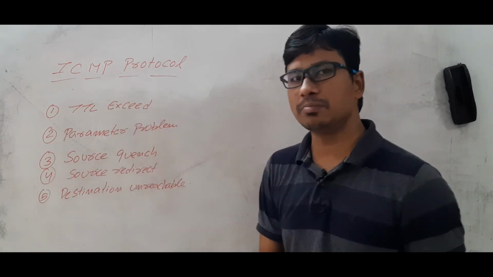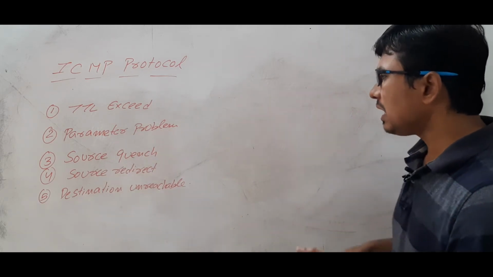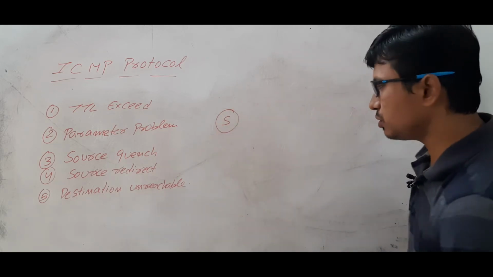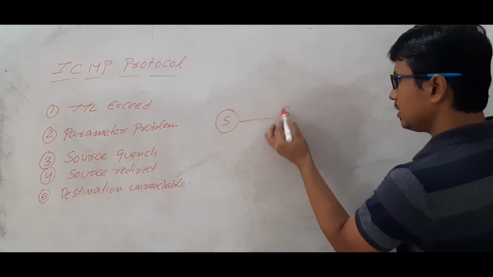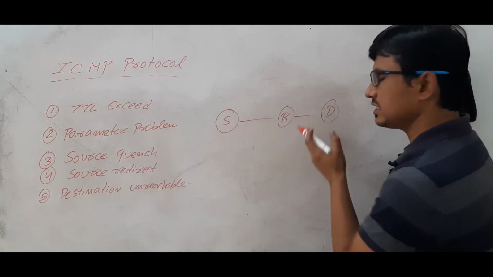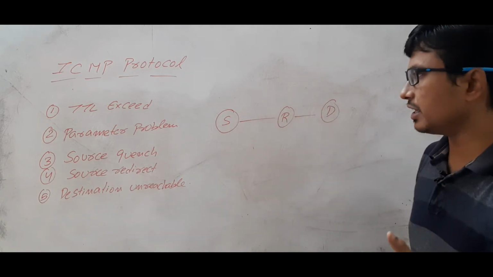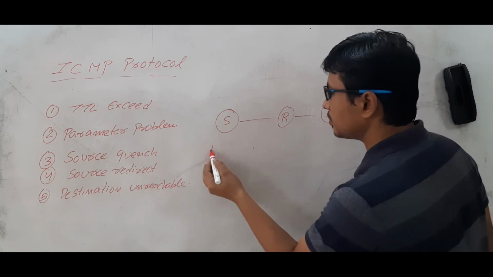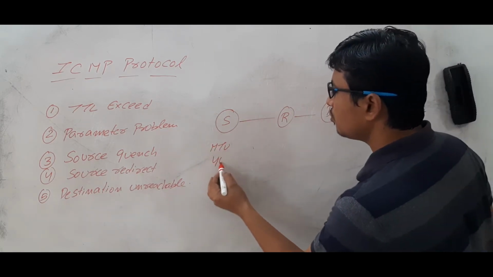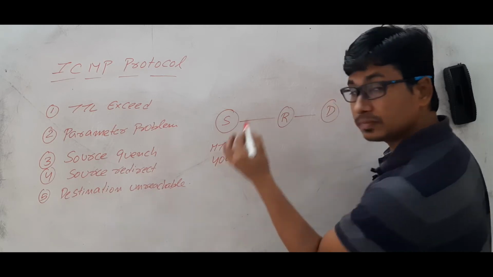Now we will discuss the parameter problem. Why it happens: you have a source, you have a router, and you have a destination. Let's take that the source and destination are in different networks. Each network has an MTU. Let's take that the source is generating a packet of 400 MB size.